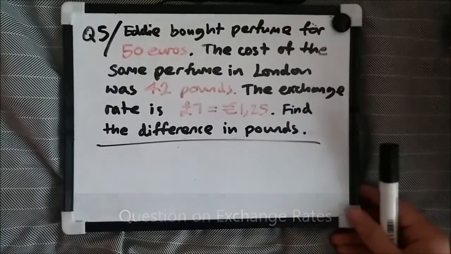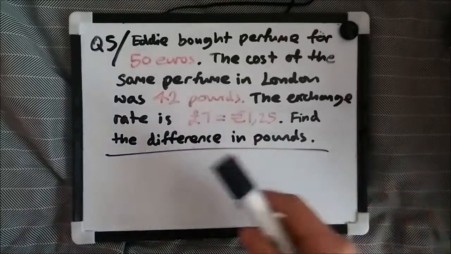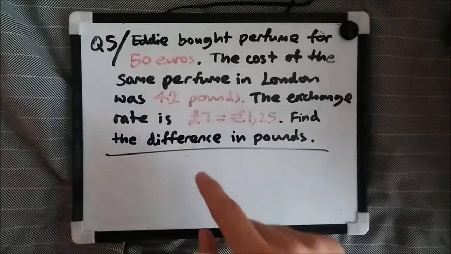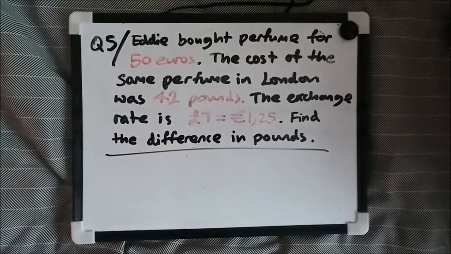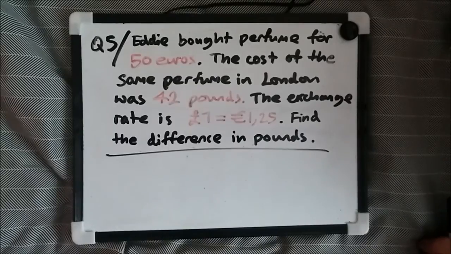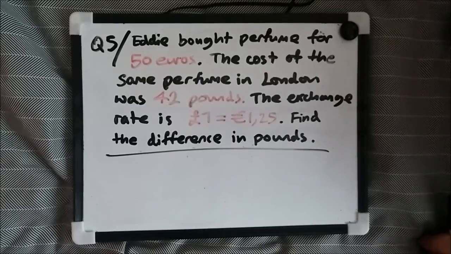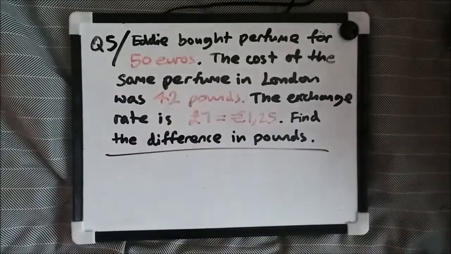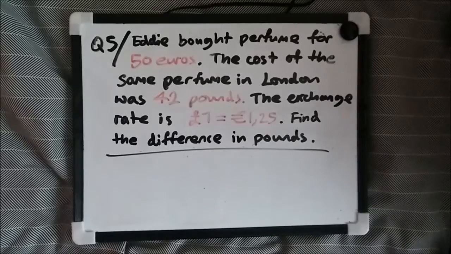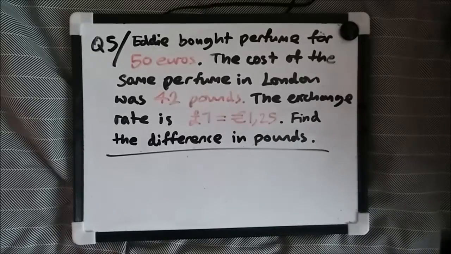Now, the cost of the same perfume in London was £42. The exchange rate is £1 equals 1.25 euros. Now, what this means is that the value of £1 in today's currency is equivalent to exactly 1.25 euros. It's a comma there because in most European countries they put a comma instead of a dot like we do. And of course, guess where they put a dot? That's right, it's for the thousand separators.